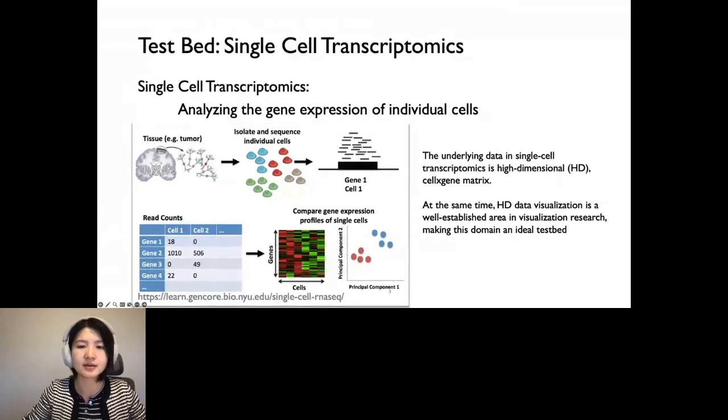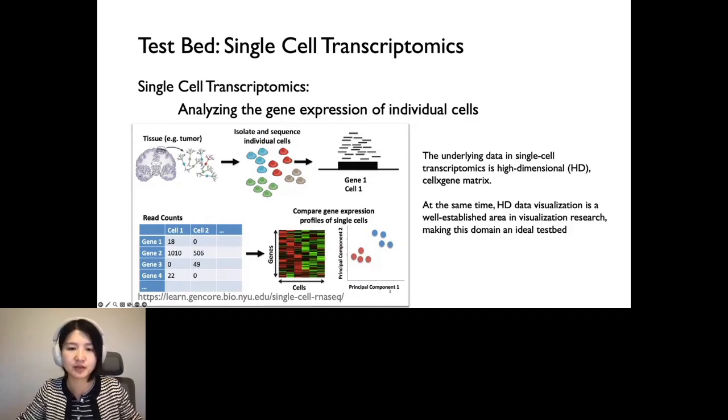Here's a little background about single-cell transcriptomics. Single-cell transcriptomics goes beyond bulk analysis of tissue samples by measuring gene expression at the level of individual cells. So it offers very high-resolution insights into cellular heterogeneity and dynamic processes that are often hidden in traditional sequencing methods. The underlying data is also very interesting because it is by default high-dimensional data, typically represented in the form of a cell by gene expression matrix.